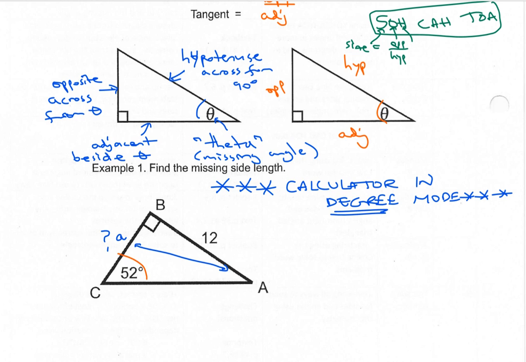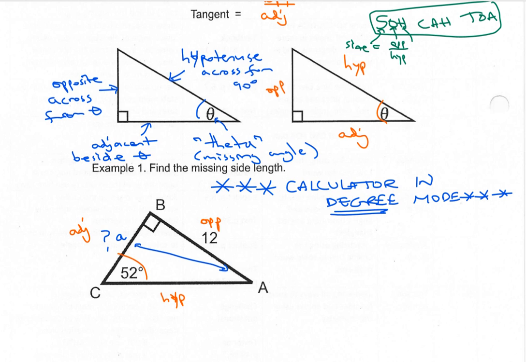Now from the 52 degrees, the opposite is the 12, because remember what opposite was. It's on the other side of the triangle. The adjacent is this A. Remember that adjacent means beside. So this side A is sitting beside the 52 degrees. It's touching. And the other one is hypotenuse, and you can always recognize hypotenuse because it's across from the 90 degrees. Even if the triangle looks like this, kind of upside down, the hypotenuse is across from the 90 degrees.